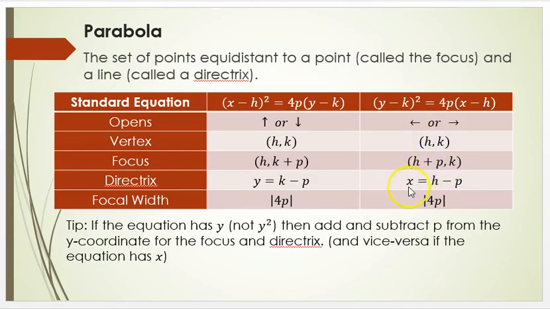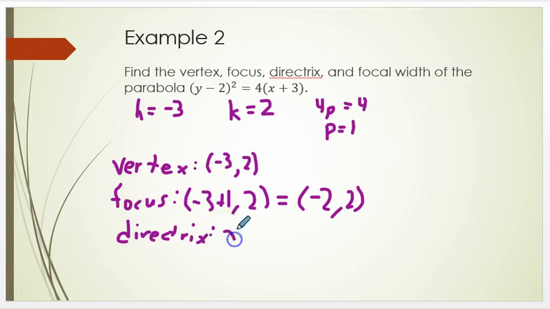The directrix for this is going to be x equals, make sure you include that x equals for the equation of a line, and then it's h minus p. So x equals h minus p, which is the same as x equals -4. So here we have our equation of a line simplified.